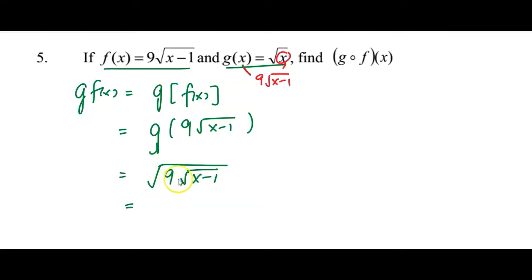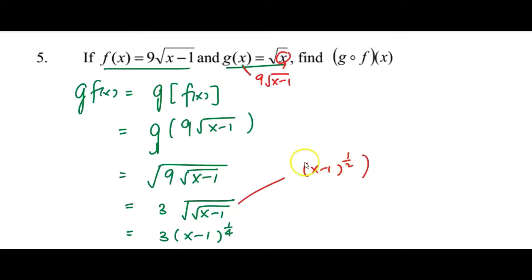Simplify this, the square root of 9 is 3. And you get the square root of x minus 1. You can also rewrite this as 3 times (x minus 1) to the power of 1 over 4. Because from here you can see I will play with the index. You get x to the power of 1 over 2 and the power of 1 over 2, so you multiply 1 over 2 and 1 over 2. You get (x minus 1) to the power of 1 over 4.